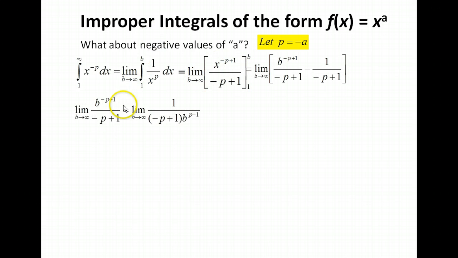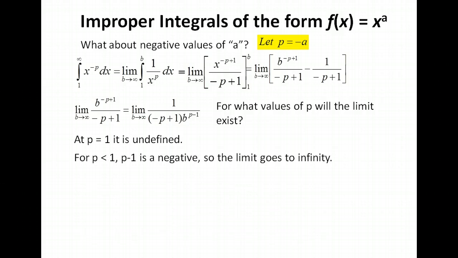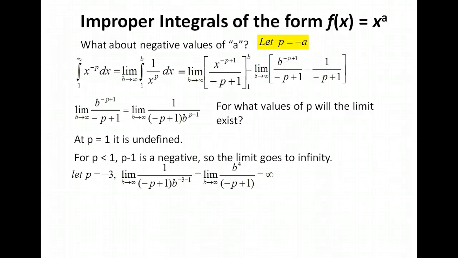So taking our limit and rewriting it, we get this. So let's see what happens from here. For what values of p will the limit exist? Well, at p equals 1, it's going to be undefined. So that's not going to help us much. What about p being a negative? Well, if p is less than 1, then p minus 1 is a negative, and that limit's going to go to infinity. Let's look at an example to see why this is happening.